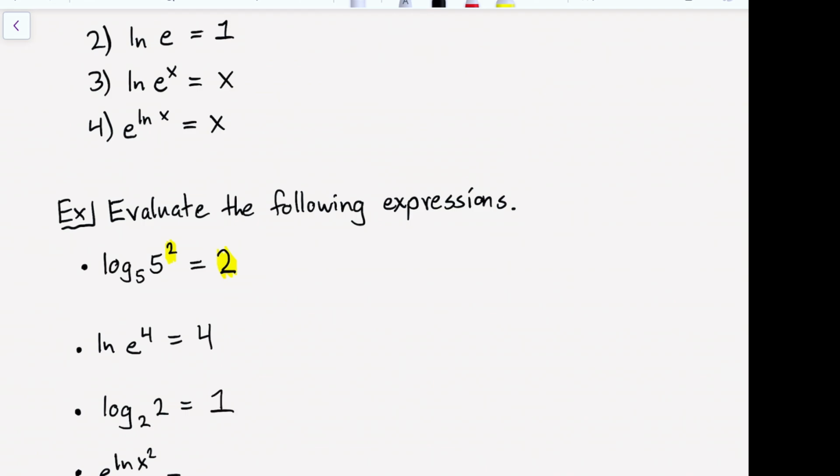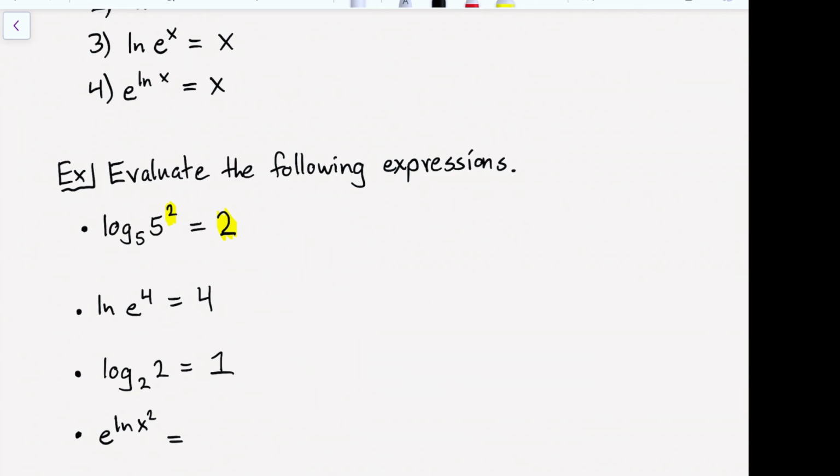What is log base 2 of 2? Well, log b of b is always equal to 1. And finally, what is e to the power of ln of x squared? E to the power of ln of x squared should equal x squared. Our input here should be equal to our output here because of property number 4 above.